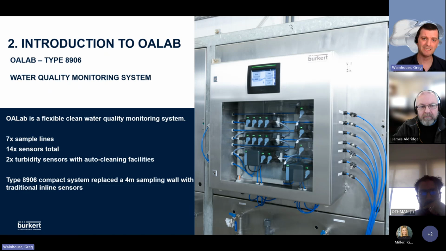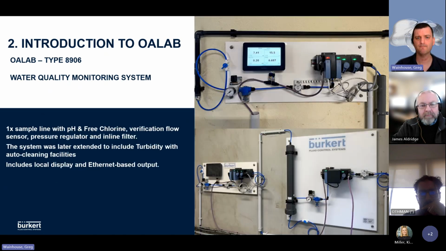Now, I know that this one particular system replaced a 4-meter sampling wall. And it not only provided a big space-saving solution, but also a significant cost reduction for the client over replacing the traditional type of sensors. So it's quite an extreme example, I must admit, but it gives you an idea of just what this system is capable of doing.